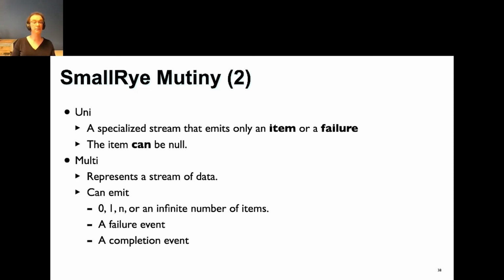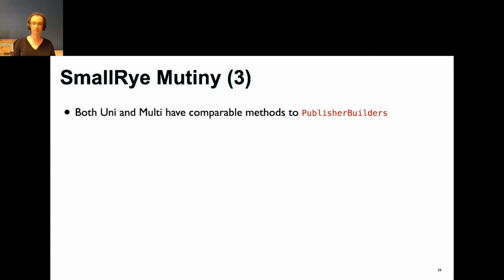And a Multi represents the stream of data. So it can emit 0, 1, n, or an infinite number of items, and it can also have a failure event and a completion event. The Uni doesn't have a completion, it can have a failure, and it has one item or null. This item can be null, whereas with the Multi, when there are no items, there's nothing to handle. When there's one item, this cannot be null. So that's the difference between a Uni and a Multi.